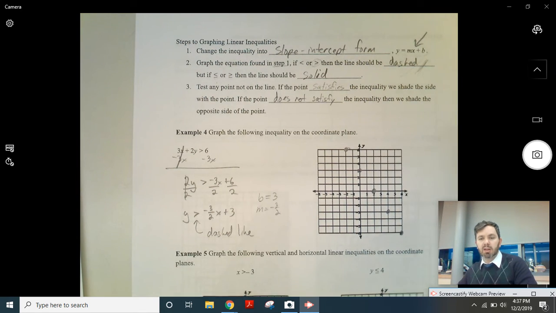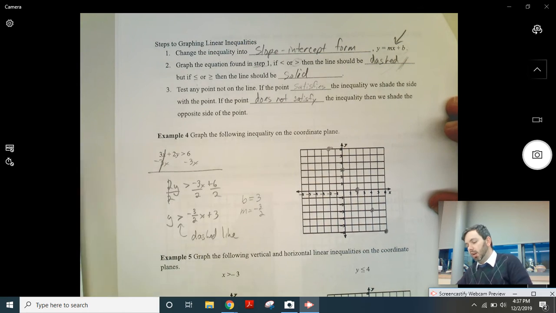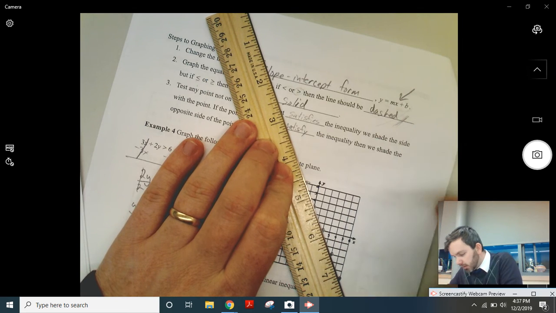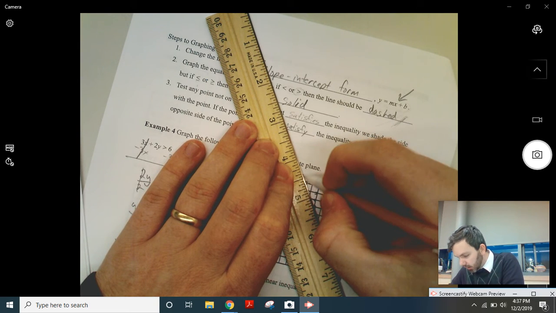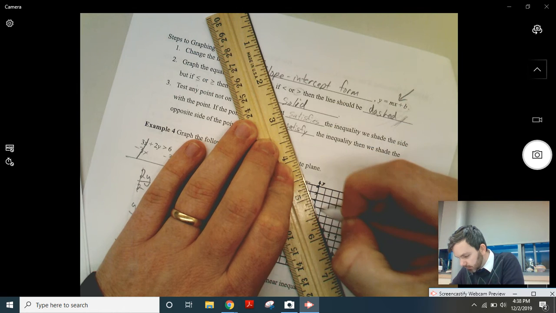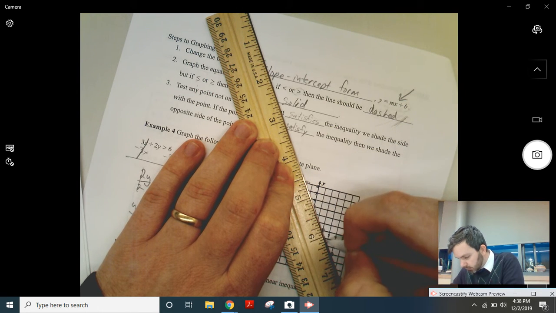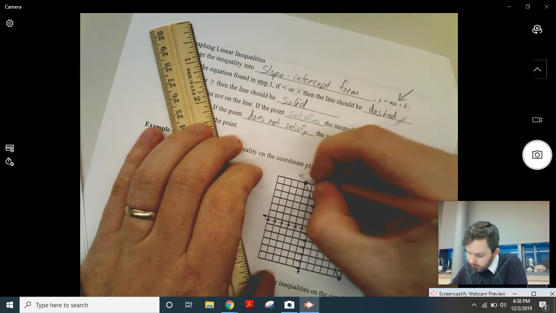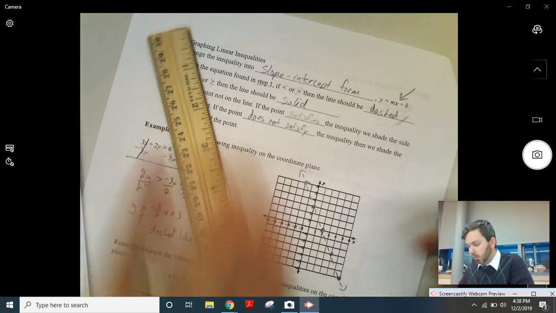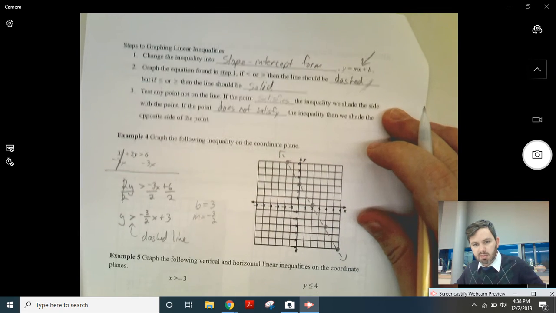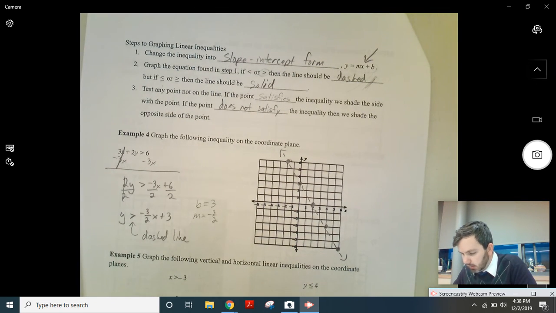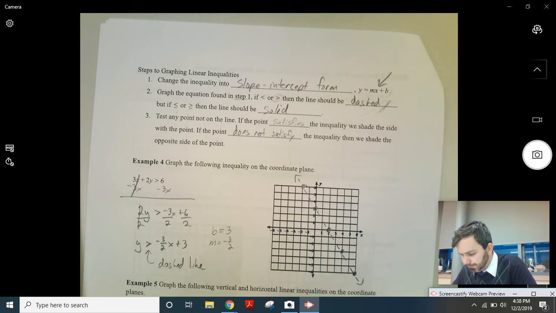And what you want to do is you want to connect those in a line that is dashed. So the way I do that is I'm going to use my ruler. And then instead of just drawing the line, I'm going to make it a nice dashed line here. All right. So you kind of get the idea. There's our dashed line. We're going through all of those points. And yeah, so we took care of step 2.